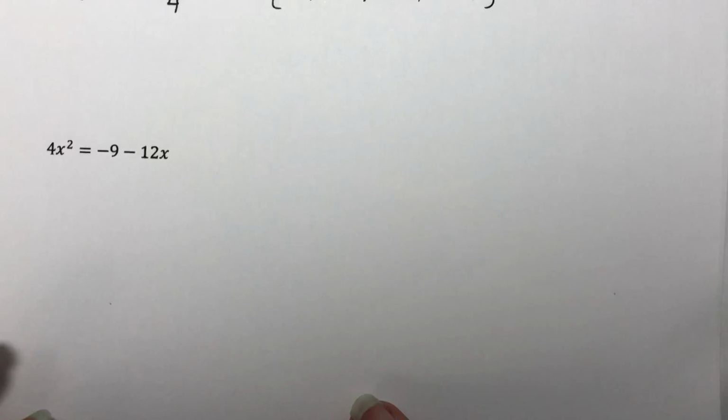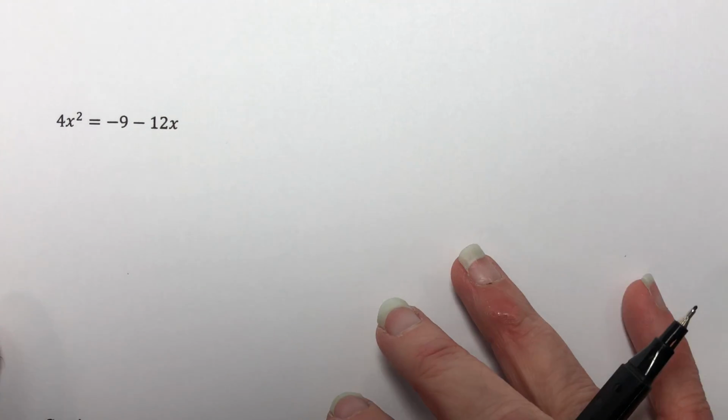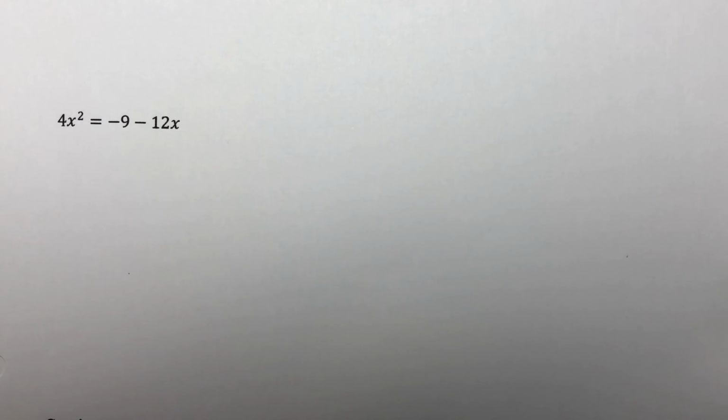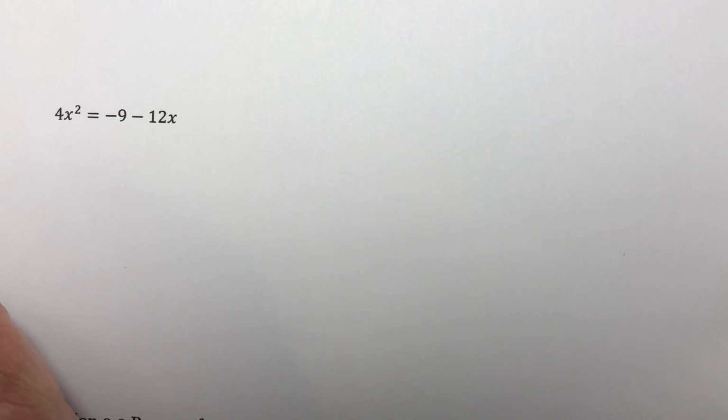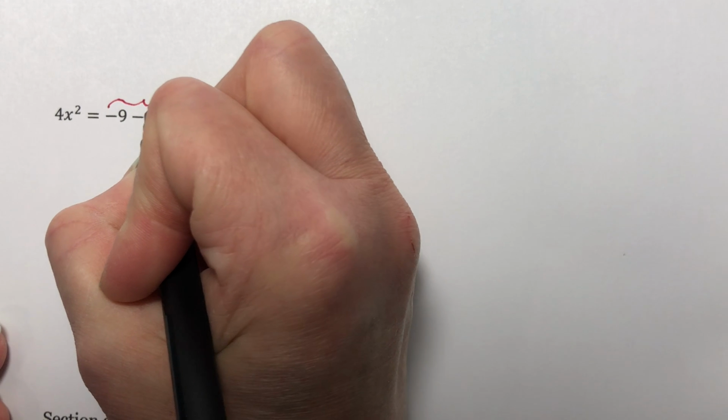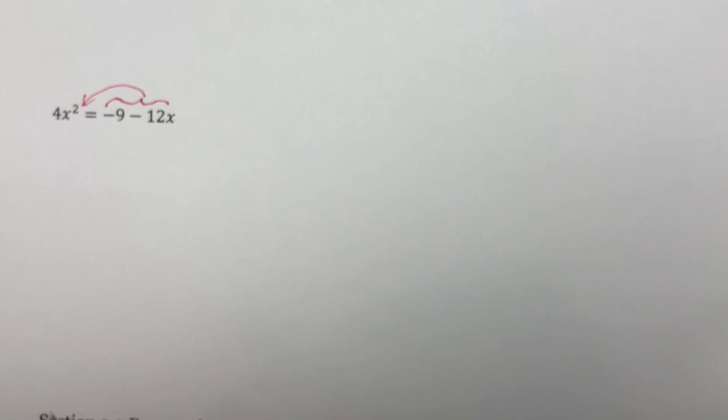Okay, one last problem. I want to do 4x squared is equal to negative 9 minus 12x. Now you may remember that I said it's always easier if your a is a positive number. This is a positive 4 here, so I need a 0. I'm going to move both of these over to here so that I can keep that positive number.